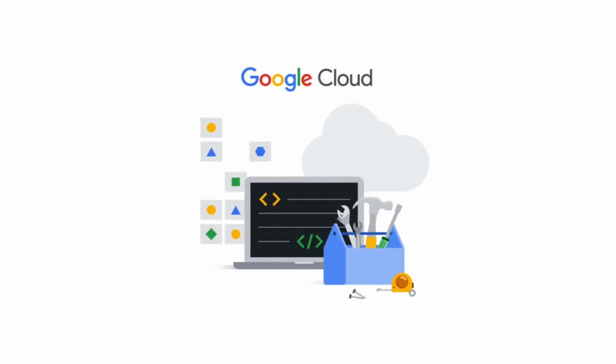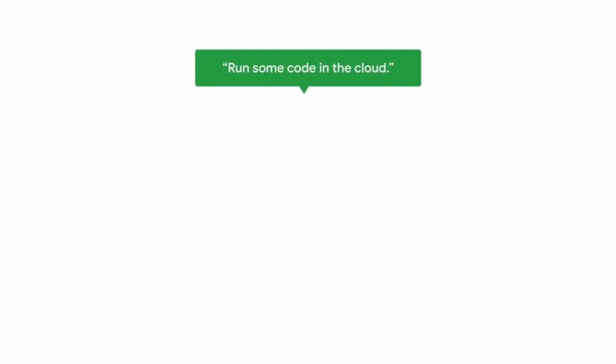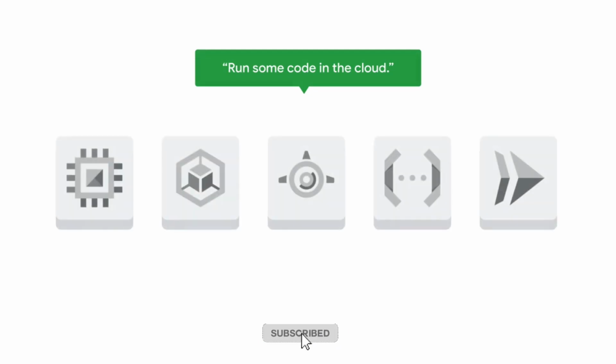Google Cloud offers a variety of services for architects and developers to use to build solutions. Some might sound familiar, like virtual machines, whereas others might represent a totally new paradigm, like Google Kubernetes Engine. A common first request that organizations make of Google Cloud is to run some code in the cloud. Google offers a range of computing services to help fulfill that request. We'll explore these options next.